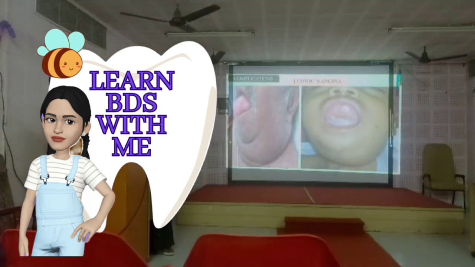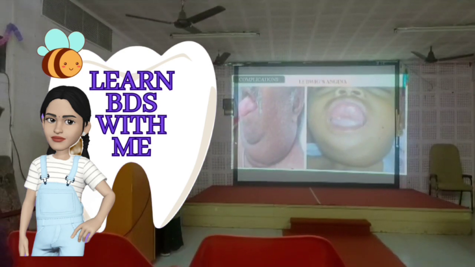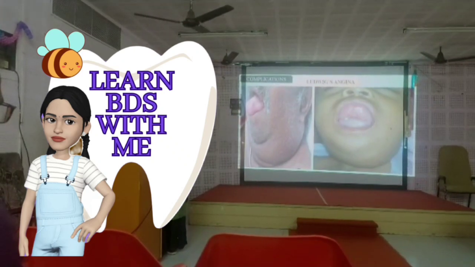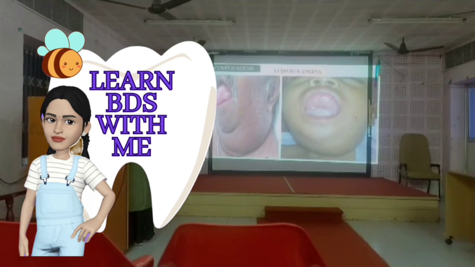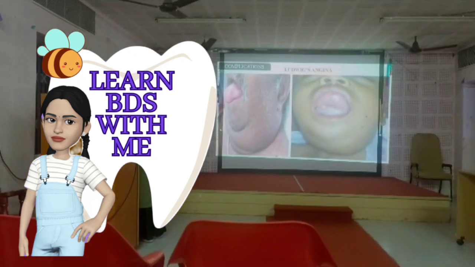Next, going on to complications. First, Ludwig's angina is the most common complication, where the patient will be toxic and almost the lower face will be completely swollen, and because of that the tongue will be elevated from the floor of the mouth and it can fall back also, which can cause further respiratory distress.